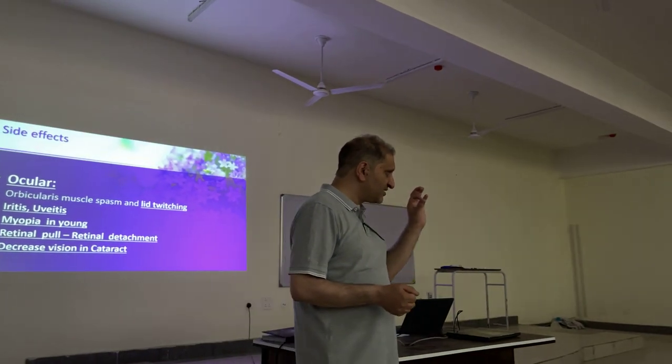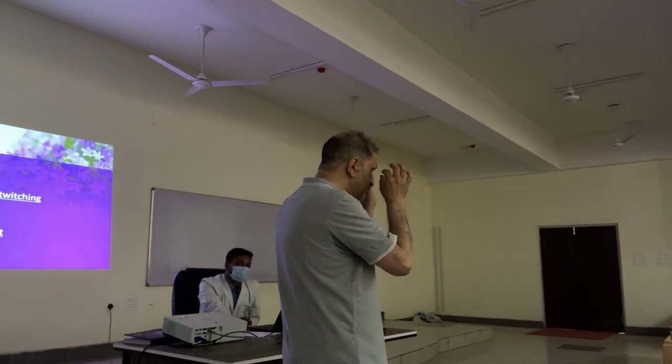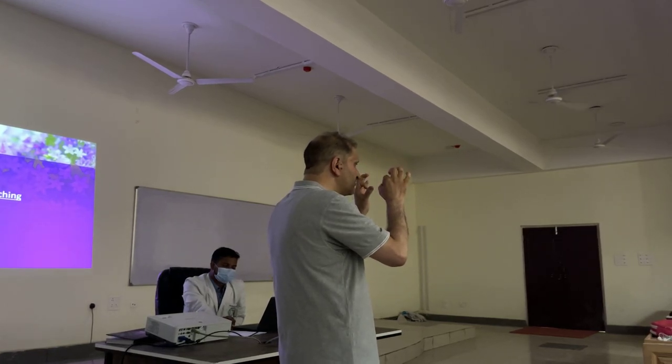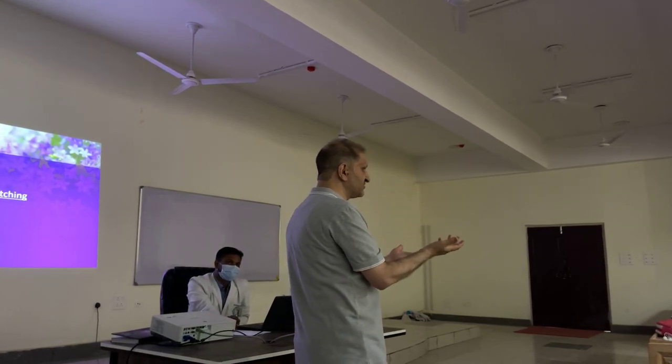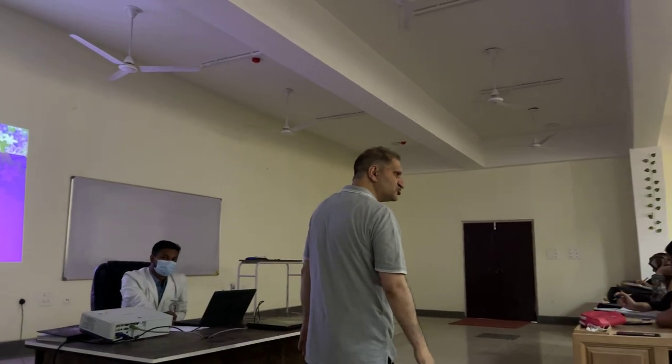And in cataract patients, if somebody has a cataract and you give pyroglobulin, suppose it is a central cataract, once it pulls the pupil down, it will decrease the vision. So in central cataract, it is not advised.